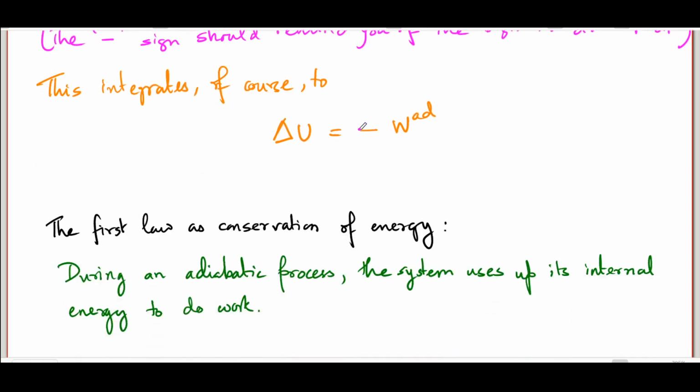Now this has an interpretation, and this interpretation involves conservation of energy. What you would say is U, the internal energy of the system, is energy stored somehow in the system. And during an adiabatic process, the system uses up its internal energy to do work. So whatever work it does decreases its internal energy. Hence delta U equals minus W adiabatic, or delta U plus W adiabatic is 0.